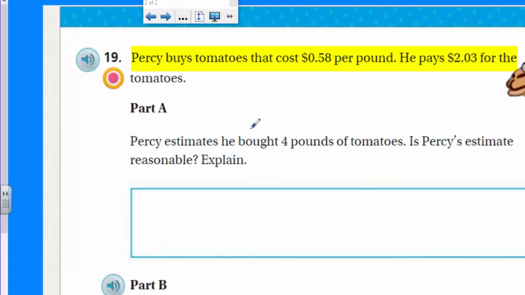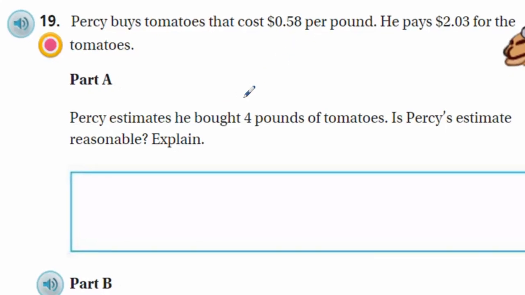I don't know. Percy buys tomatoes that cost 58 cents per pound. He pays $2.03 for the tomatoes. That's pretty cheap tomatoes, I think. They're a little bit more expensive than that now. Anyway, maybe they're little ones. It says Percy estimates he bought 4 pounds of tomatoes. Is Percy's estimate reasonable? Explain. Well, we've done this before.